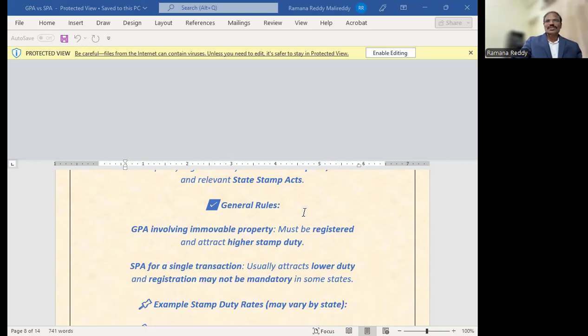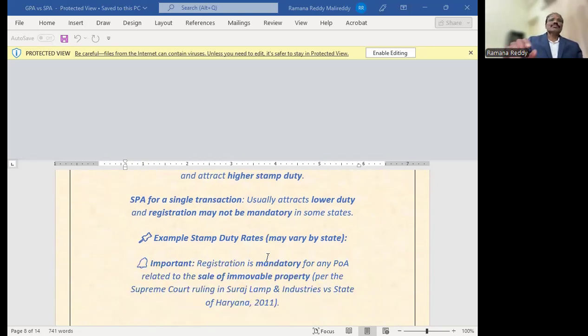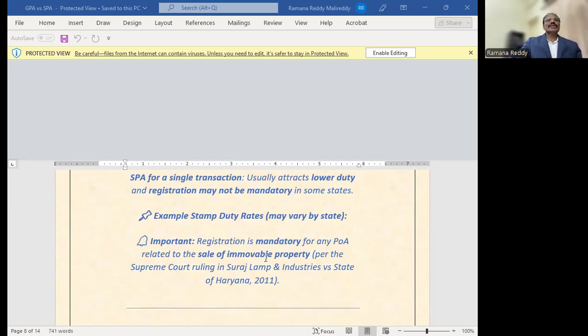And what are the general rules? I'll explain the general rules also. A GPA involving immovable property must be registered and attracts higher stamp duty. Hope you are clear. Then an SPA for a single transaction usually attracts low duty and registration; on some occasions it may not be mandatory in some states. For example, stamp duty rates vary from state to state. Important: registration is mandatory for any power of attorney related to the sale of immovable property.